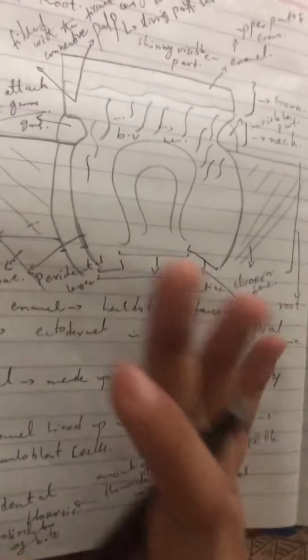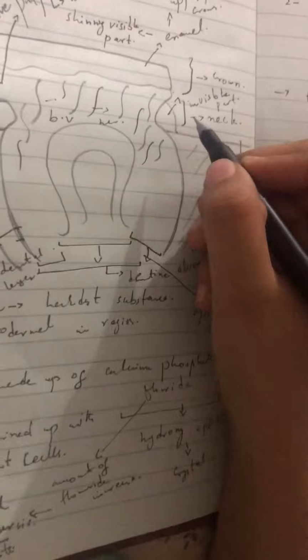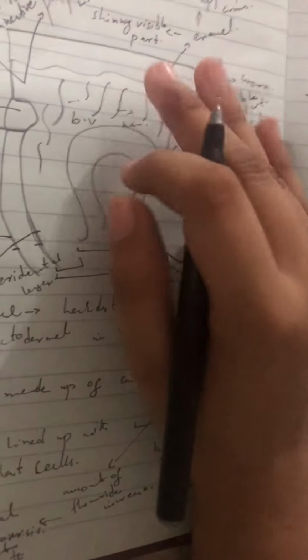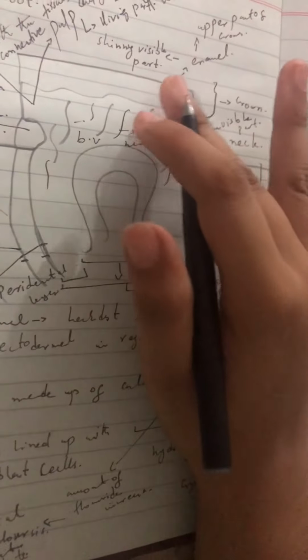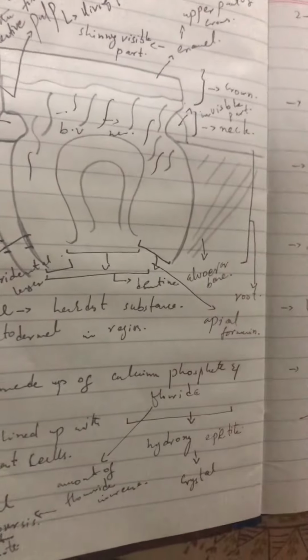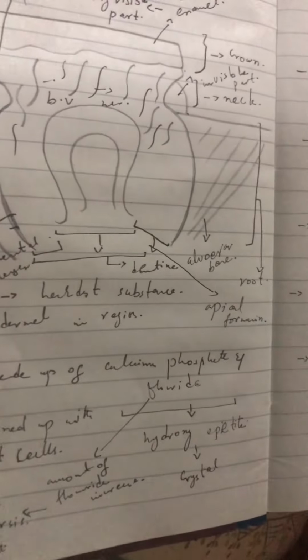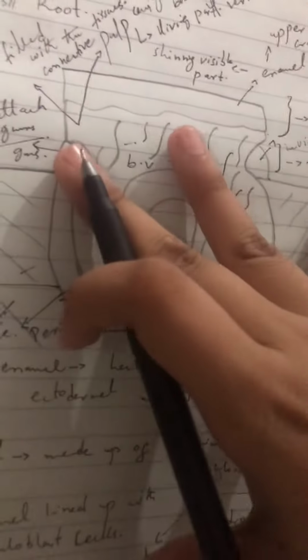Apart from this, next part is the neck. This is the neck part that is basically attached with the gums. It is an invisible part. Enamel was a visible part, and this neck is the invisible part. After that, we are having the root part. In this, we are having alveolar bone. This is a bone in which the tooth is attached, or we can say it is a cavity where the tooth is attached.